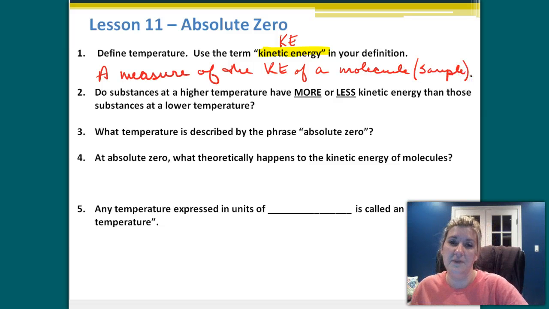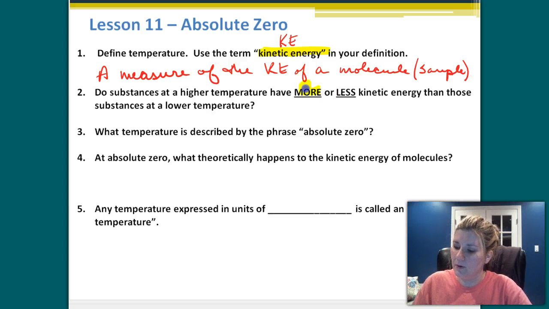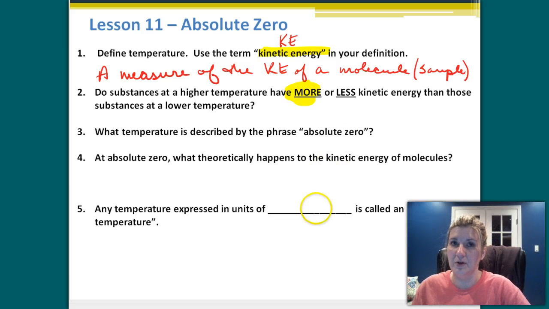Okay, how fast the molecule moves determines its temperature. Temperature is a measure of that. So the hotter temperatures, more faster moving molecules. Which leads us to question 2. Do substances at a higher temperature have more or less kinetic energy than those at a lower temperature? The ones that are hotter move more, move faster, have more collisions, etc. They're higher energy.